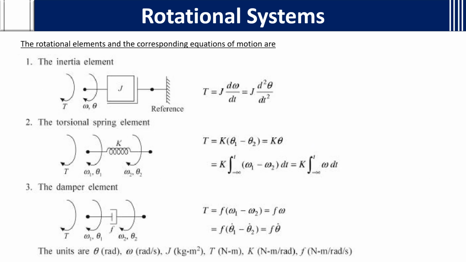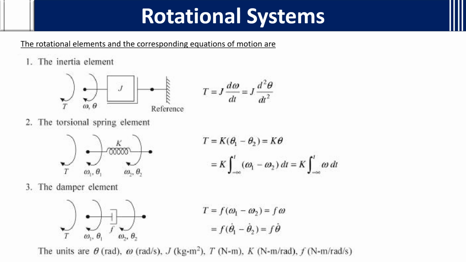Then, for the rotational system, same as the translational elements, there are also rotational elements and corresponding equations. There it is the mass element; here the inertia element is also represented by a block with J. So the mass element is represented here as an inertial element. The spring element is a torsional spring, because it is a rotational system. And the damper element is the damper element itself.